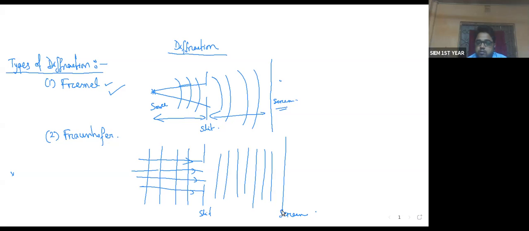So how can you do that in our lab? How can you place a source and screen at infinite distances? It is not physically possible, but we can arrange something so that it appears to be possible. You must have an arrangement for that. So this is known as Fraunhofer diffraction, when source and screen are at infinite distances from the slit, and for Fresnel diffraction, source and screen are at finite distances from the slit. In our syllabus, we briefly discuss Fraunhofer diffraction.